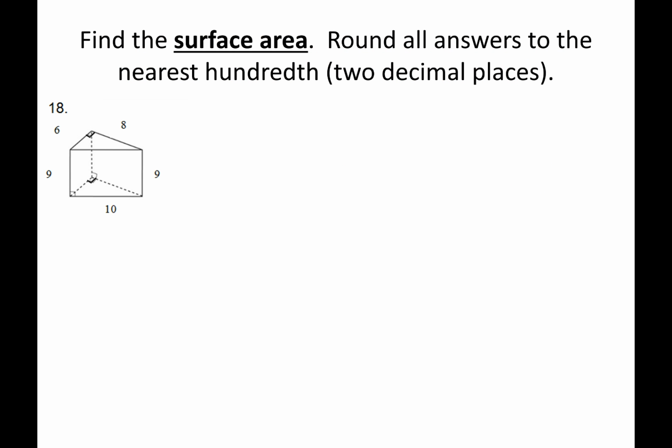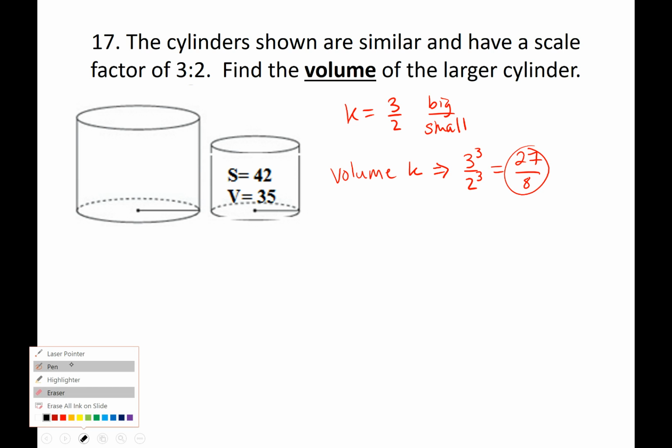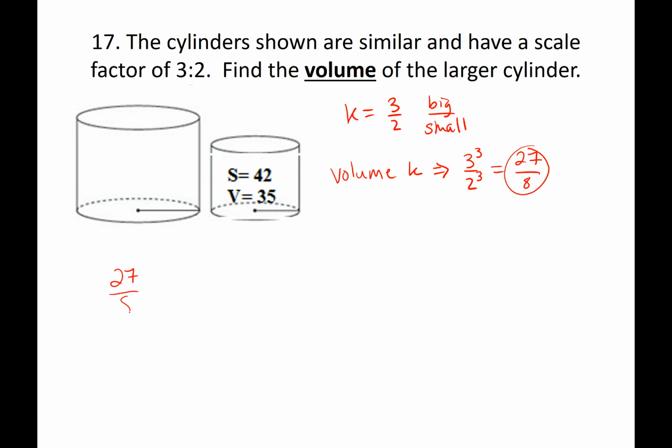I'm going to use that to build a proportion. So I have 27 over 8 equals, and then I'm going to set up what I'm finding. It says find the volume. So I want the volume of the big one, which is this guy. Following my big to small convention, I have the bigger numbers on top, smaller on the bottom. I need to know the volume of the big cylinder. I know the volume of the small one. Then I would do some cross multiplying.